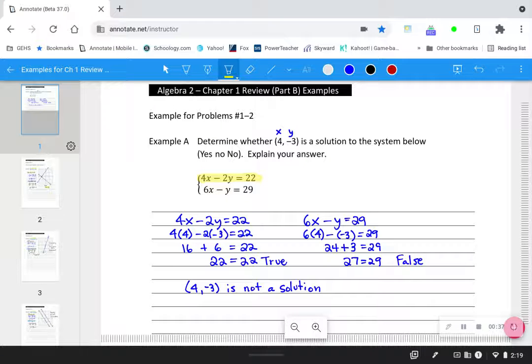So we're going to plug into this first equation, and maybe you can see that I put a 4 in for the x and a -3 in for the y. And if you do all the number crunching, that leads to 22 equaling 22, which is a true statement. When you plug the same x and y values into the other equation, it yields a false statement at the bottom, 27 equals 29, and that leads you to the final conclusion that (4, -3) is not a solution. In order for it to be a solution, it has to work in both equations.